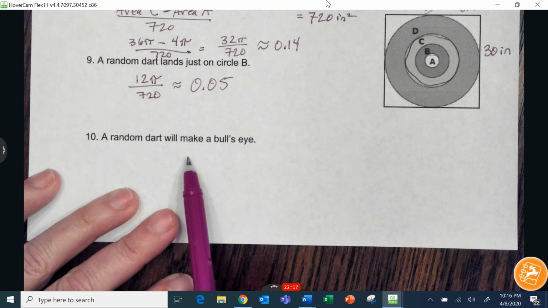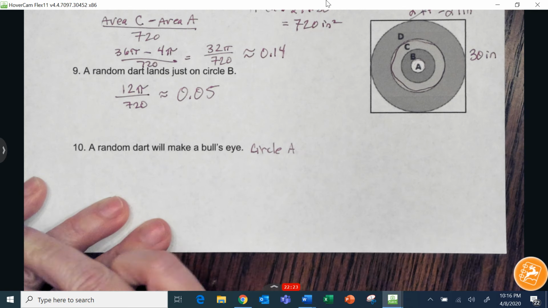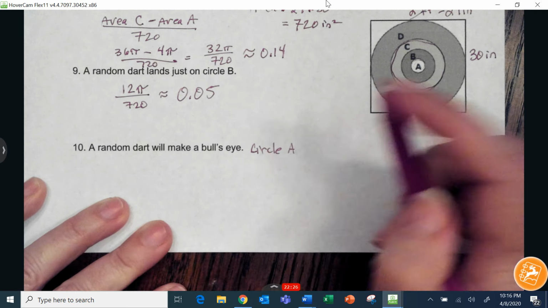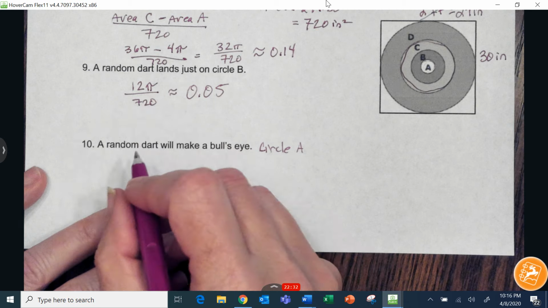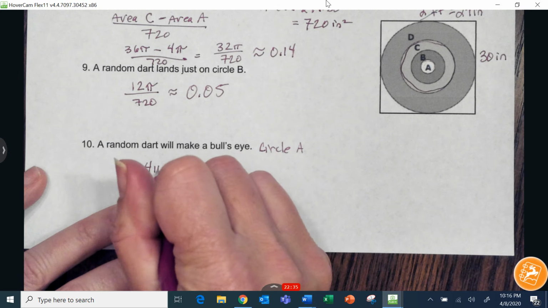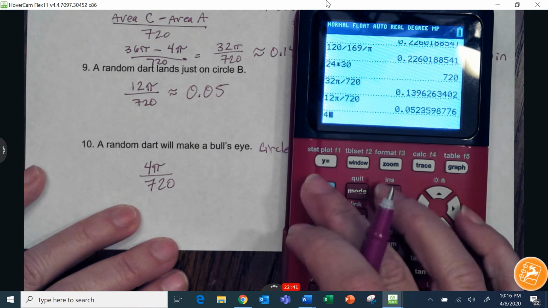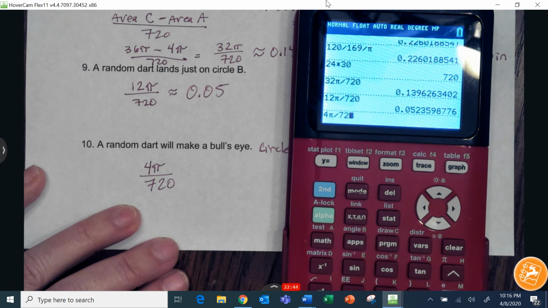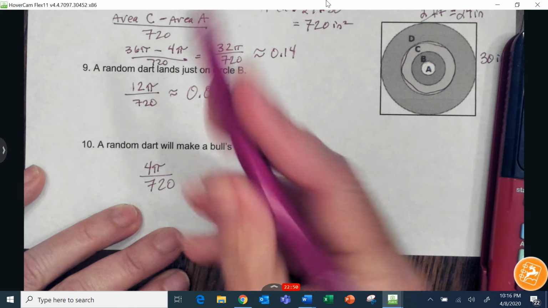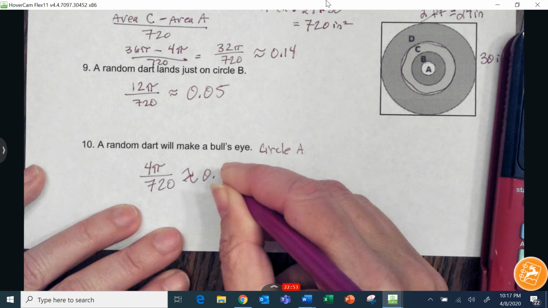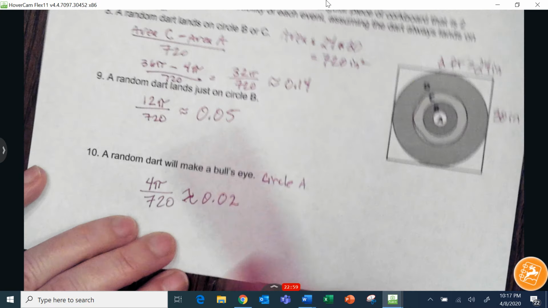And then a random dart will make a bullseye. So a bullseye would be circle A. And we need to just find the area of A over the whole area. So the area of A we found in question 4, so that's 4 pi over the total area, which is 720. I feel like it's going to be a really tiny number. And it is. So I'm going to take that 7, I'm going to round the 1 up to 2. So 0.02, which is just a 2% chance that if it was random, it would hit the bullseye.